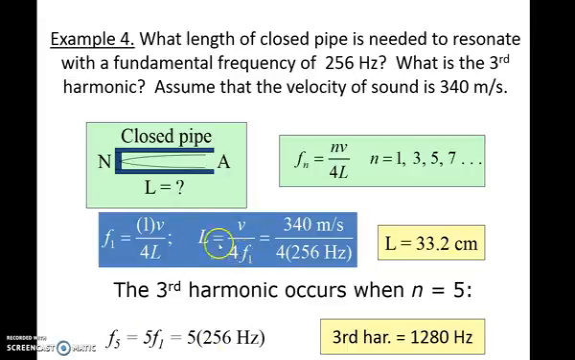In here they have cross multiplied, so the f_1 just changes places with the L. So I have 340 over 4 times 256 Hz, which is the fundamental frequency, which gives us L, the length of the closed pipe, at 33.2 centimeters. The third harmonic occurs when n equals 5. So the third harmonic is basically 1280 Hz. So f_5 equals 5 times the frequency. The frequency that we started with was 256. So that gives us the third harmonic.